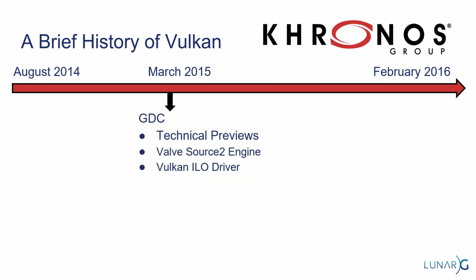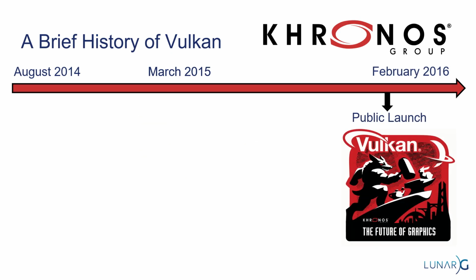Then at GDC in 2015, Khronos announced the availability of technical previews of the API, and also some demos were given to some key industry players of the Valve Source 2 engine running on that Vulkan ILO driver. And of course, it launched in February of 2016.